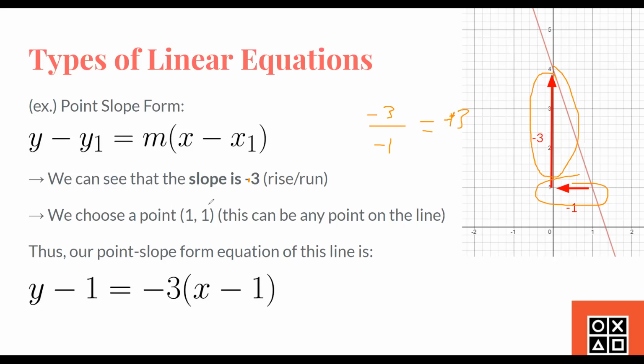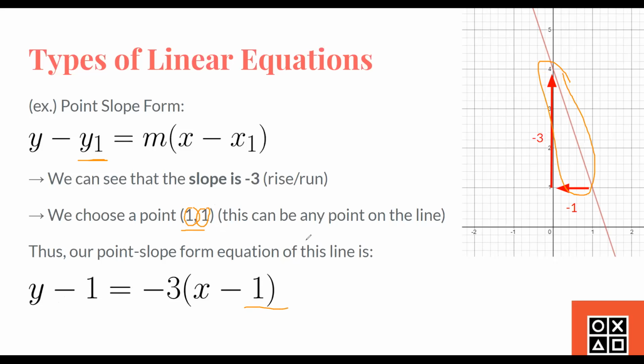So we choose a point 1, 1, and this could be any point on the line. Sorry, I'll clear out the drawings. So any point on this line, you can choose any point. So thus our point-slope form equation of this line is y minus y1, the y coordinate of this point, and the second one is -3 parentheses x minus 1, and this is x. So this is 1 right here. That's the x of the point.